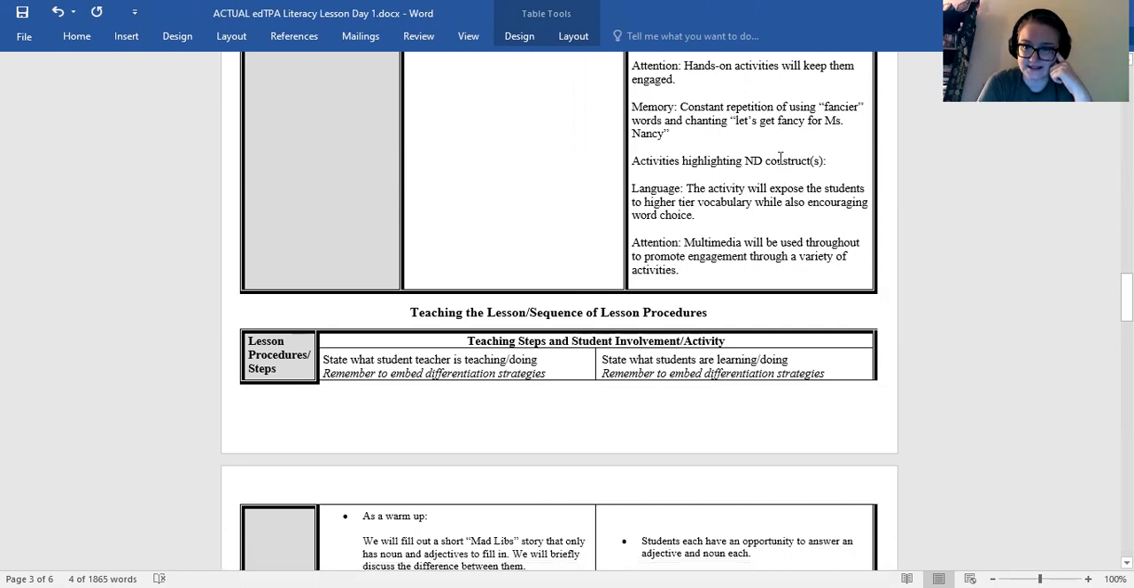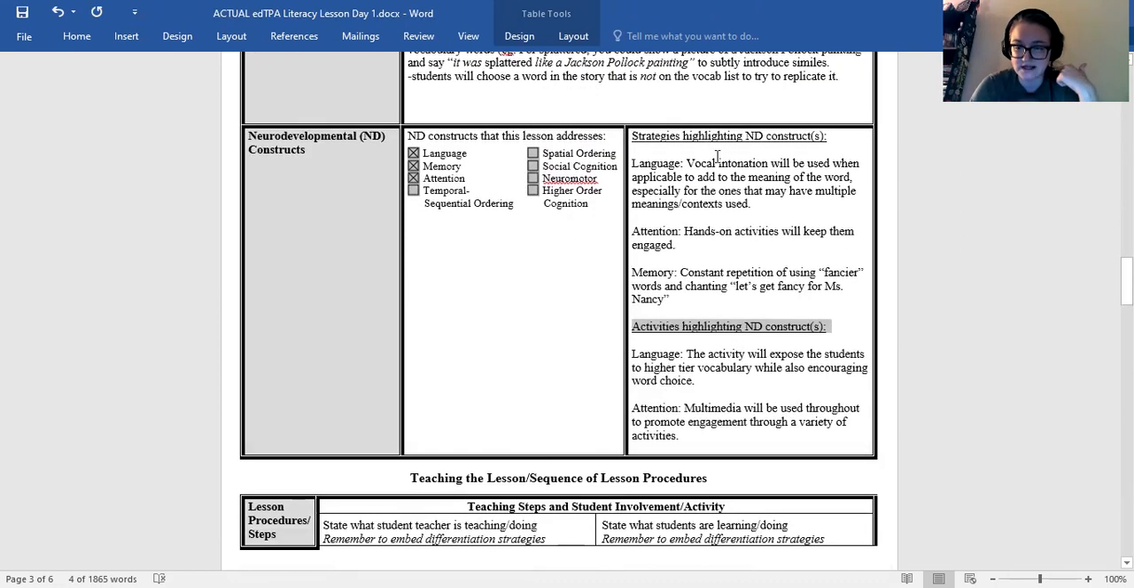All right. Activities. So we talked about strategy. What actual strategies in the lesson am I going to use to exemplify these? And in those, what actual activities are highlighting that? For language, the activity will expose the students to higher tier vocabulary while also encouraging word choice. For attention, multimedia will be used throughout to promote engagement through a variety of activities.